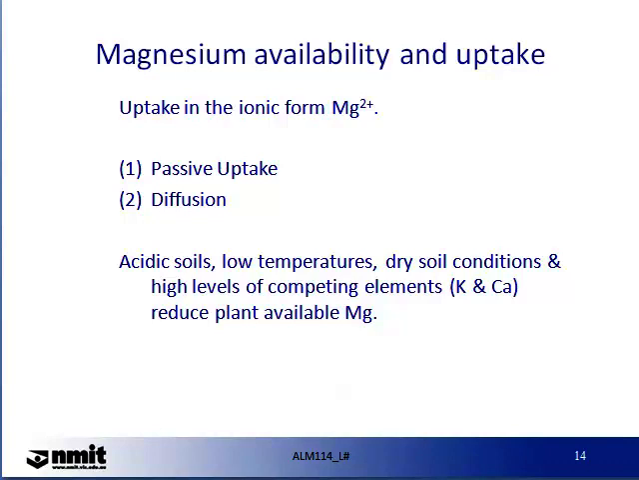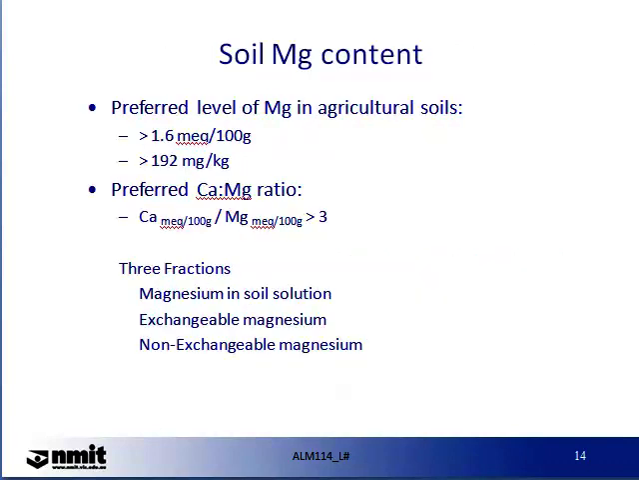Therefore, excessive applications of these nutrients might prompt magnesium deficiency. Care should be taken especially in sandy soils or where your CEC value is particularly low. Magnesium soil content is at a preferred level in agricultural soils at 1.6 milliequivalents per 100 grams, or at a concentration of 192 mg per kilogram or more. The preferred calcium to magnesium ratio has been discussed.